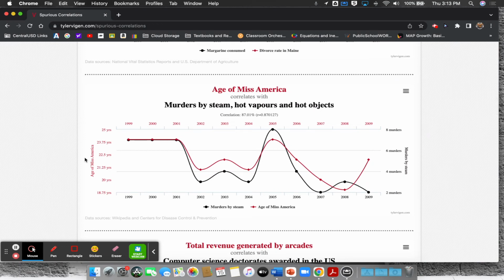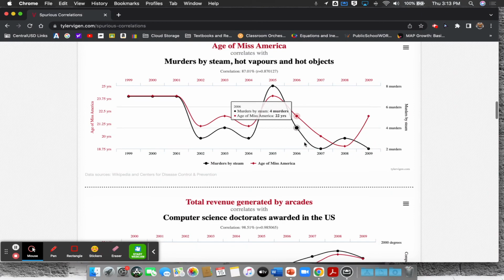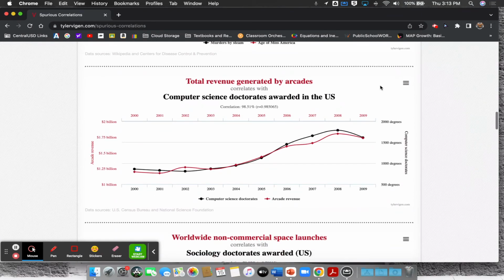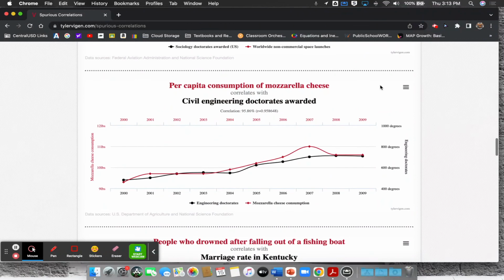By steam, hot vapors, and hot objects. Well, that one's kind of crazy. That one's all over the place. So that one, there's really no relationship there. Here we go. Total revenue generated by arcades versus computer science, people who get their PhD in computer science. That's right. That's pretty high.